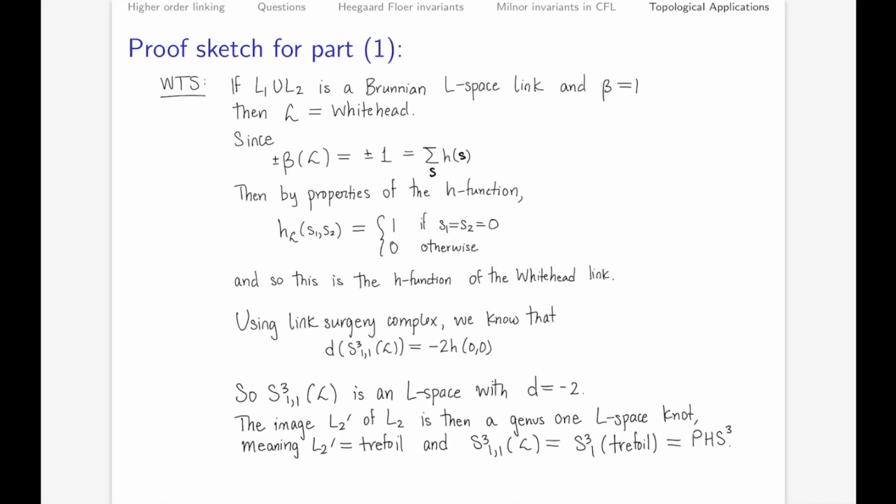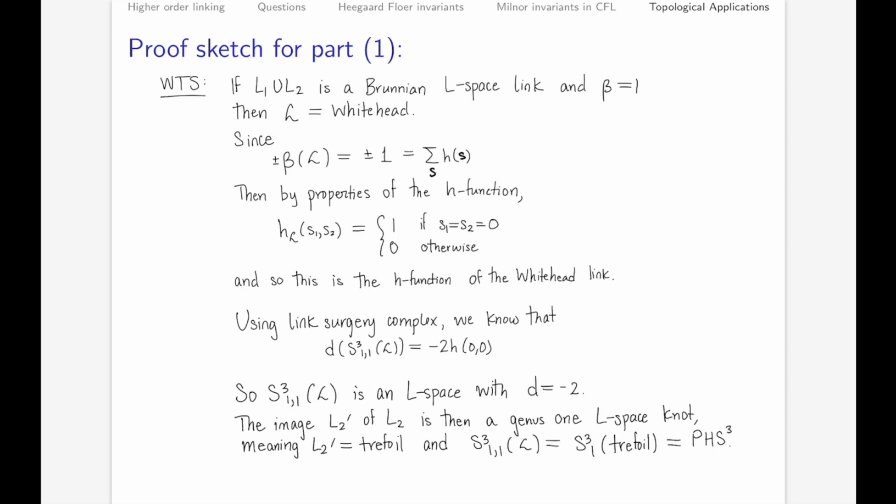And now we know that the d-invariant of (1,1) surgery on this link is minus 2h by definition, and we know what this h is. So this tells us that (1,1) surgery is an L-space and it has d-invariant equal to minus 2. This sounds a lot like the Poincare homology sphere because it is the Poincare homology sphere. The image L2 prime of L2, the second link component, is a genus 1 L-space knot, and that means that L2 prime has to be the trefoil.